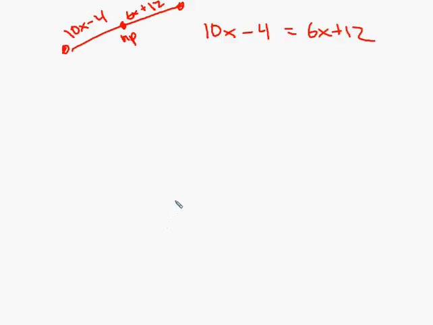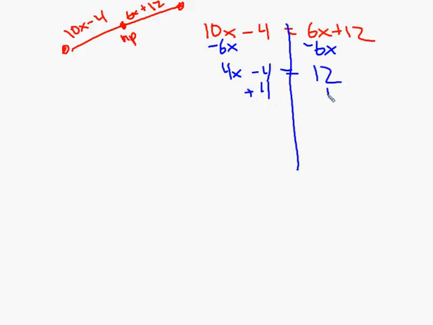What do we do next, Evan? I'm just going to write it down. Subtract the 6x, then add the 4. And then, yes, we will add the 4 once we're done with that. So we add the 4 to both sides. So we get 4x equals 16. And then x equals 4. Okay, so that answers the question, what is x?